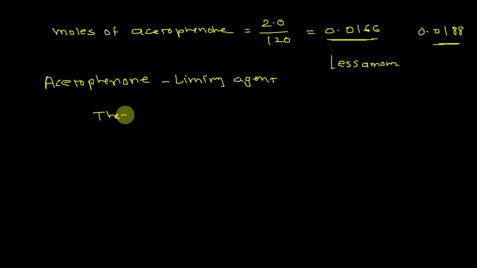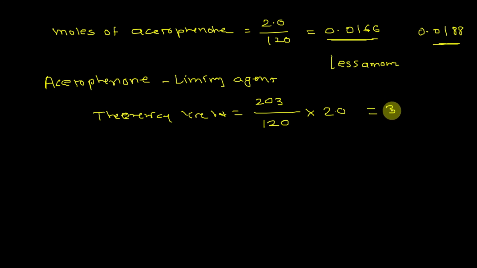So theoretical yield. So now you can calculate this. Theoretical yield is equal to molecular weight of product divided by molecular weight of starting material into weight of starting material. So molecular weight of chalcone is 203, molecular weight of acetophenone is 120 into 2 gram of acetophenone we have taken, right? So if you perform this calculation, answer will be 3.38 gram. This will be theoretical yield, and then percentage yield.